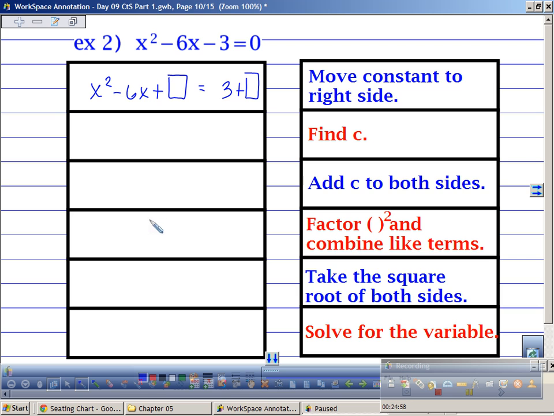All right, popcorn. Pick somebody. Okay, so how do we do that? Okay, what do we do with the negative 6x? Divide it by 2, so I'd have negative 3x on this side, and negative 3x on this side. What goes here in this box? Positive 9. See that?